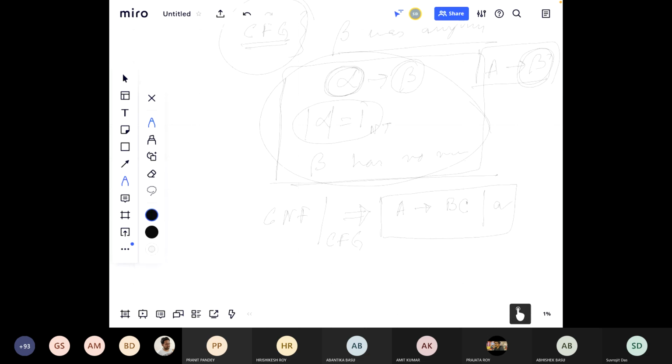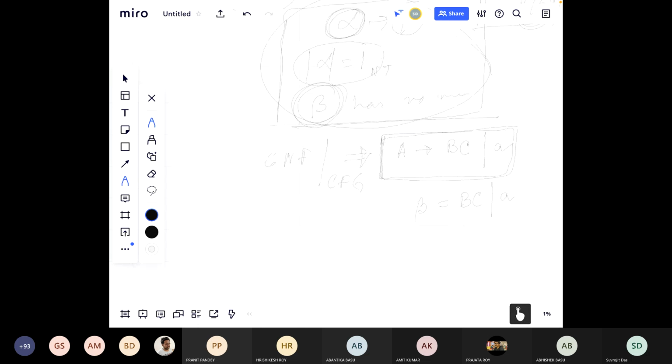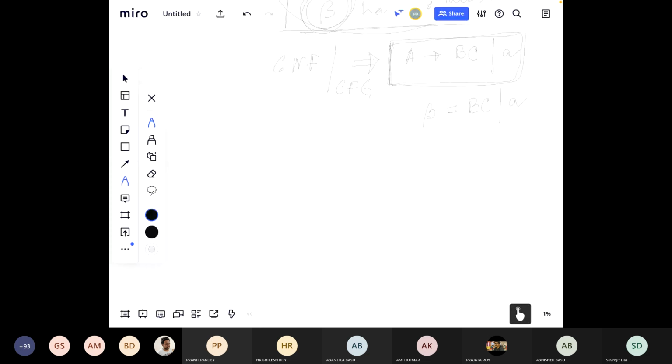I will convert each and every rule with free betas into such betas. So here I define that beta should always be two non-terminals, or beta can be a single terminal. Say, two non-terminals or a single terminal. So that is the Chomsky normal form of a given grammar. So what do I mean?